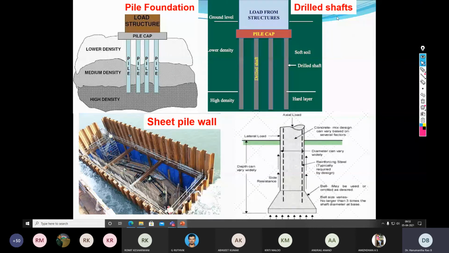Okay. And in the case of drilled shafts, no driving is possible. As you can see, for drilled shafts, first you have to make a borehole by a drilling mechanism. Then you insert or cast the pile within the borehole. You try to observe the bottom of the pile foundation in the case of the drilled shaft and in the case of the pile foundation.